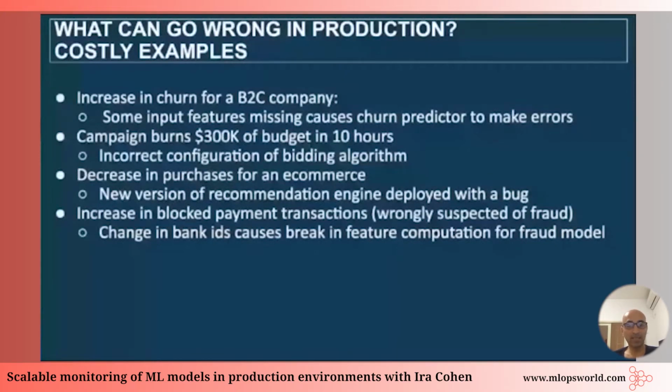An ad tech company actually burned $300,000 of a budget in 10 hours because of an incorrect configuration of a bidding algorithm. So it was a runaway bidding algorithm. Again, the model itself was trained properly. It's just that the input features or the configuration were set wrongly by somebody for that particular campaign. And that instance of the model basically outbid everybody and burned this budget, which was meant to last for about three months.